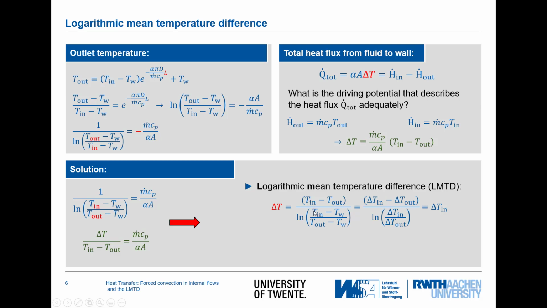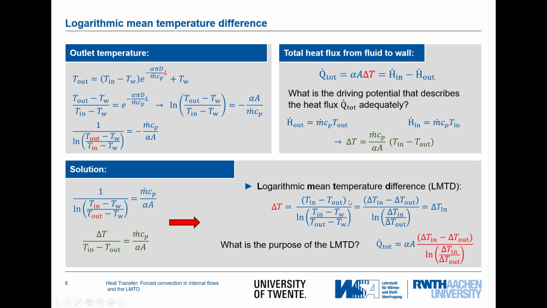The differences T in minus T wall and T out minus T wall, we can also use here. We just write T in minus T wall minus T out minus T wall. So one's minus T wall, one plus T wall. So we can combine this in delta T in, which is then T in minus T wall, minus delta T out, which is T out minus T wall, divided here on the bottom also by the ln of T in minus T wall over T out minus T wall. This is called the logarithmic mean temperature difference.